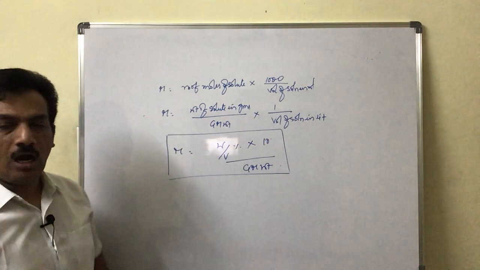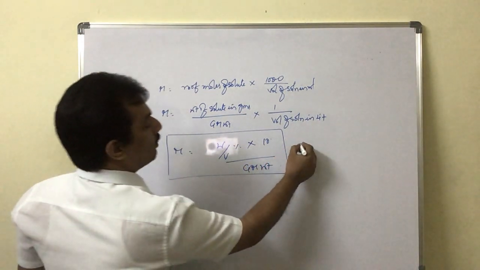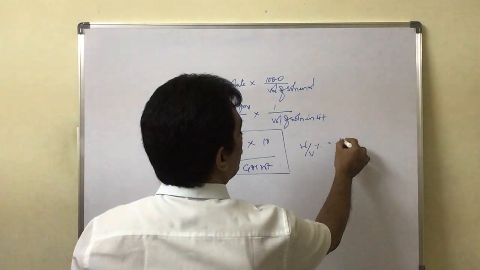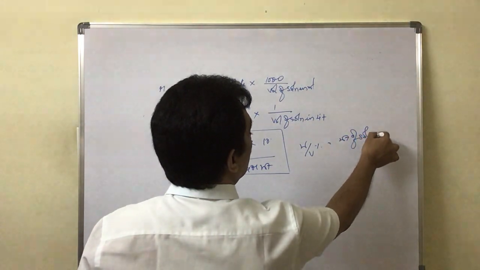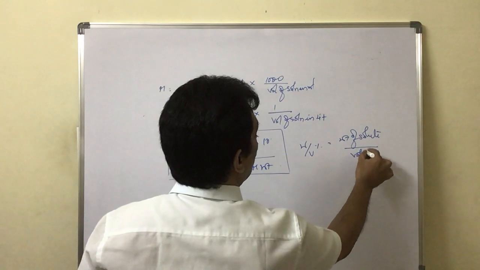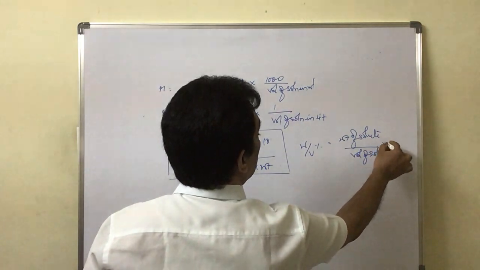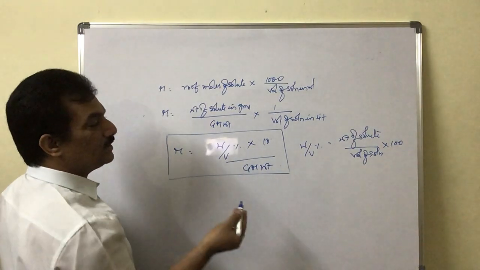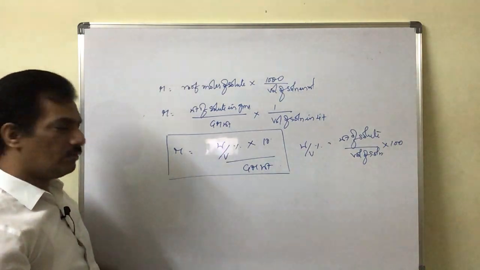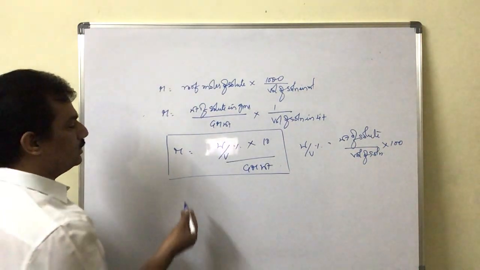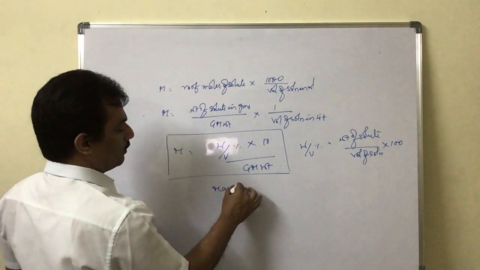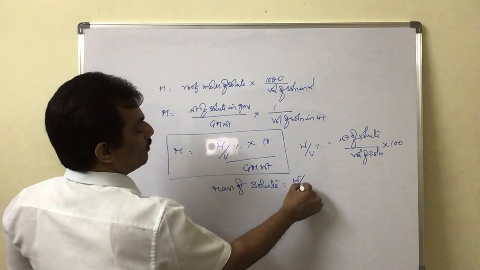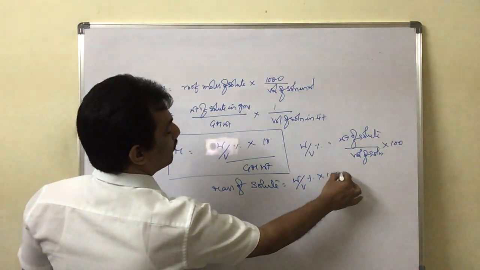And now the question is how it is arrived. Let us consider what weight volume percent is. It is nothing but the weight of solute by volume of solution into 100. That means weight volume percent is nothing but the weight of solute present in 100 ml of solution. Is it not? So the mass of solute is equal to weight volume percent into 100.